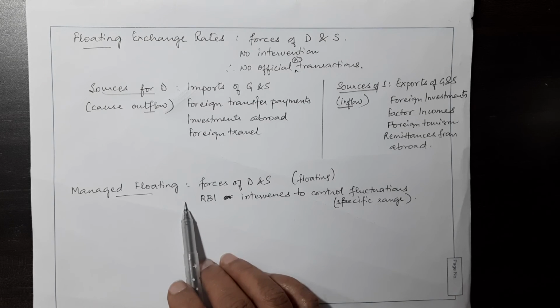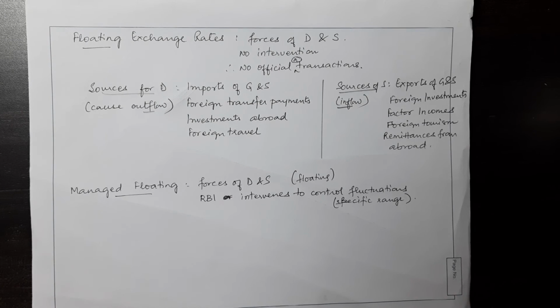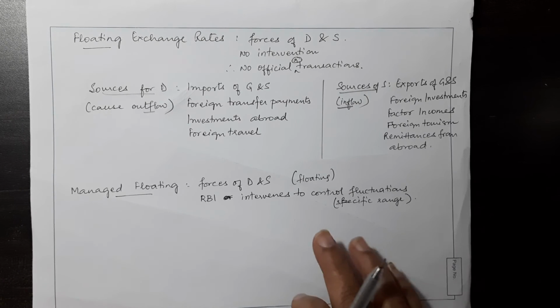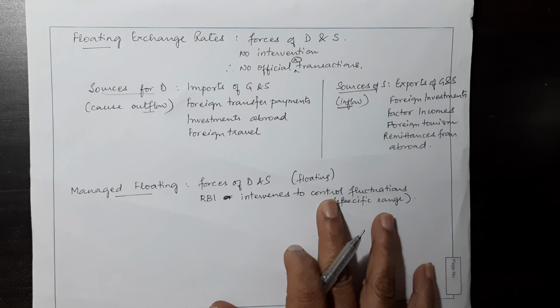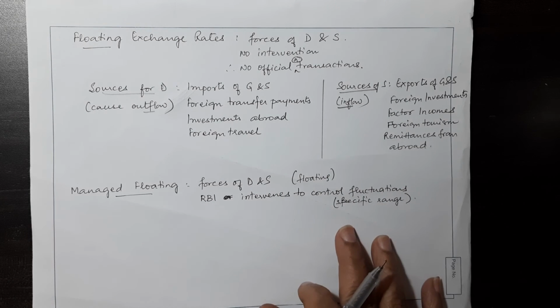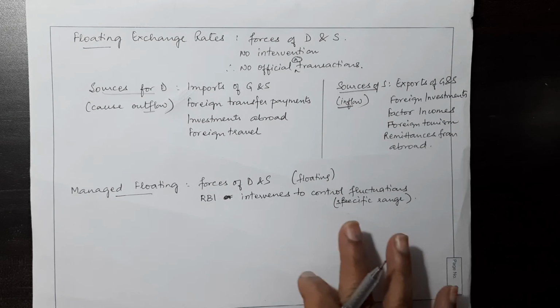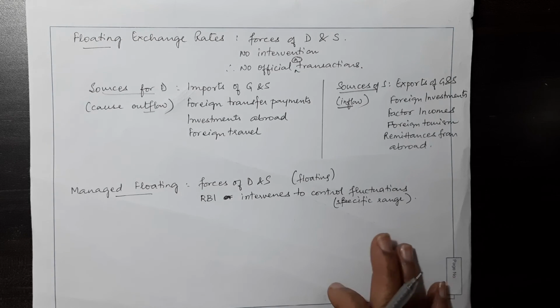So this managed floating is otherwise called the dirty floating exchange rate, because the exchange rate is influenced by the intervention of the central bank in the foreign exchange market. In one of the CBSE sample papers 2015, this question was asked: what is the role of central bank in the following exchange rates: the fixed exchange, floating exchange, and the managed floating? So this is what we need to write: the role of central bank in the exchange rates.